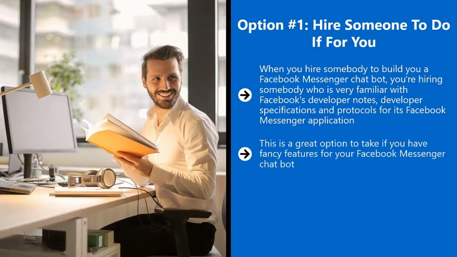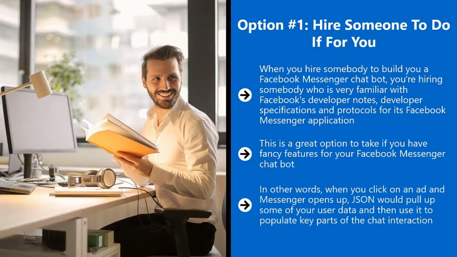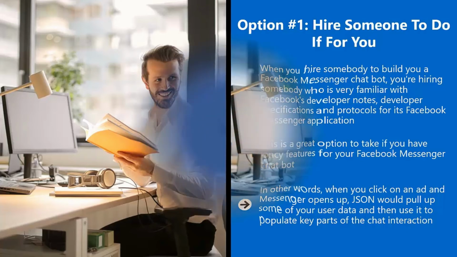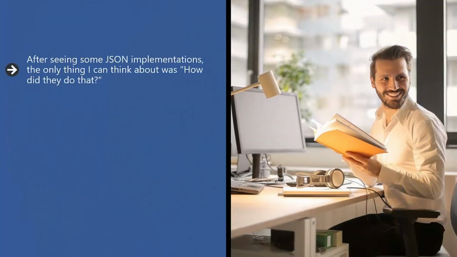This is a great option to take if you have fancy features for your Facebook Messenger chatbot. For example, if you are looking to automate Messenger interaction after somebody clicks on an ad, you probably would need JSON integration. In other words, when you click on an ad and Messenger opens up, JSON would pull up some of your user data and then use it to populate key parts of the chat interaction. It's as if Facebook Messenger chatbot got into your prospect's head. It's really amazing stuff. After seeing some JSON implementations, the only thing I could think about was, how did they do that? It's as if Facebook Chat is reading your prospect's mind.